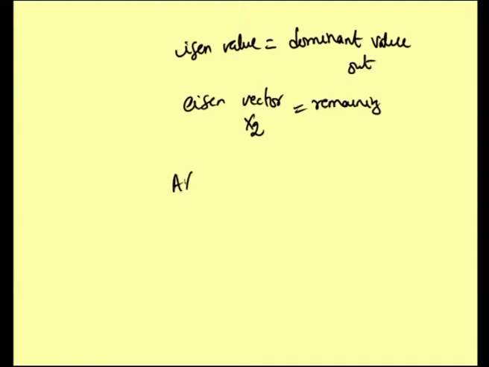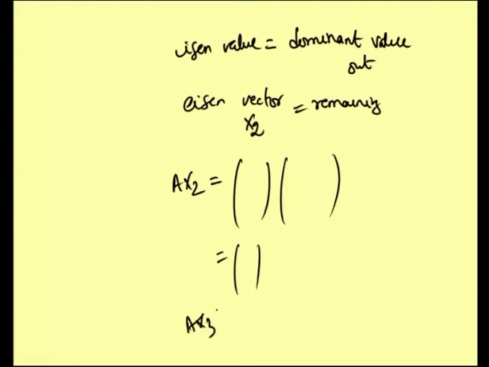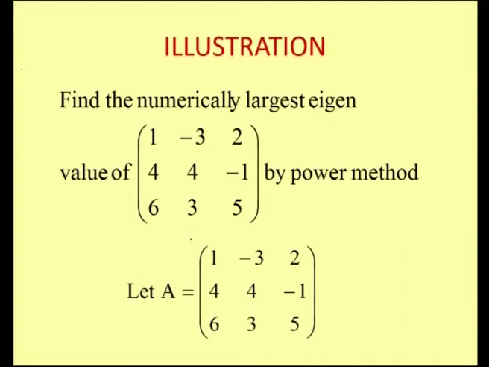Again, that eigenvector is represented as x2. Again we find A x2, take the dominant element out, and that will be the eigenvalue; the remaining eigenvector is taken as x3 and then again we find A x3. Again the dominant element is taken outside. Likewise the procedure is continued till the dominant values taken out turn out to be the same. Let us see this illustration.